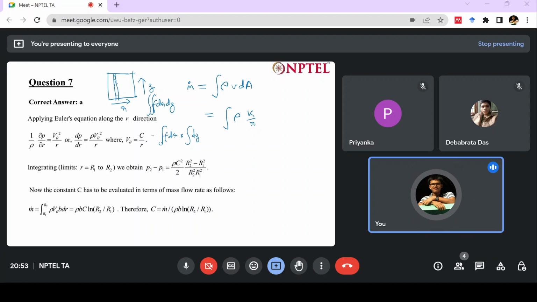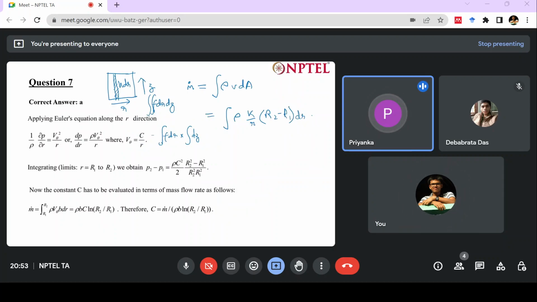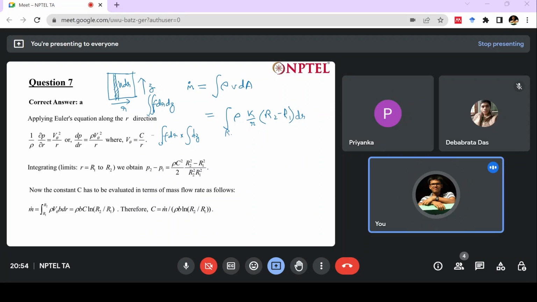So when we are taking only this portion, this small area, what is this? This is h into dr. So h is basically R2 minus R1. Have I made this clear? Did you understand? Yes, sir. So the limits here for dr will be R1 and R2, because your inside edge is R1 and outside is R2, right?